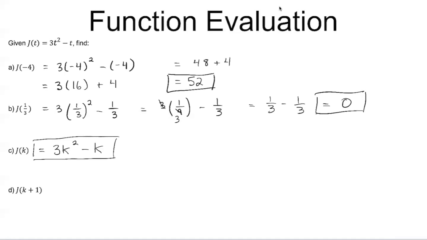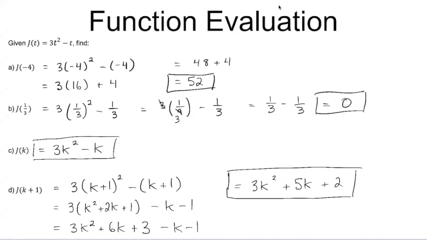For the next example, we are asked to substitute k for t. And once again, all that I could do is substitute k, and I cannot simplify that any further, and I'm left with 3k squared minus k.